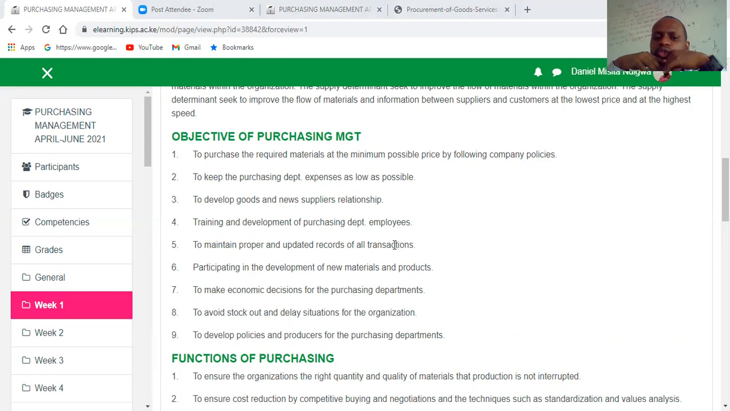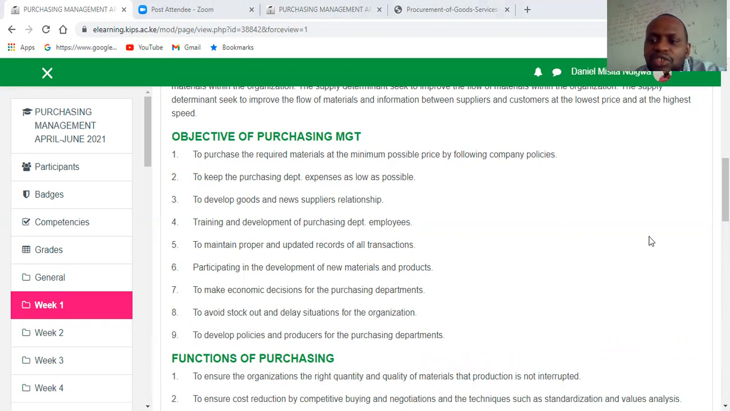It also helps you to develop good new supplier relationships. So you'll be able to develop relationships with various suppliers. Training and developing of the purchasing department employees. So continuous training is very critical in the area of purchasing. Therefore, you will be able to have the procurement process at hand. Then you'll also be able to maintain proper and updated records of all transactions.